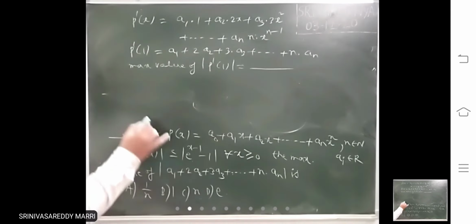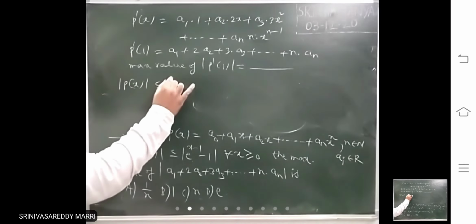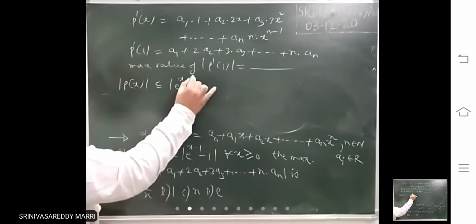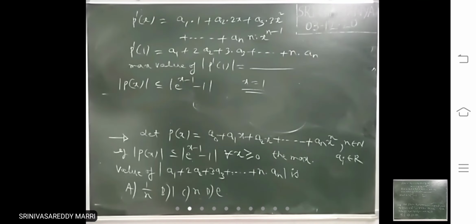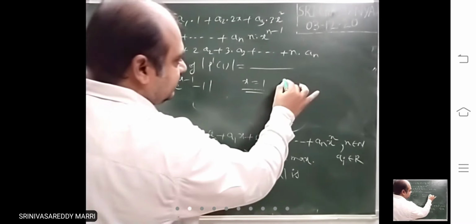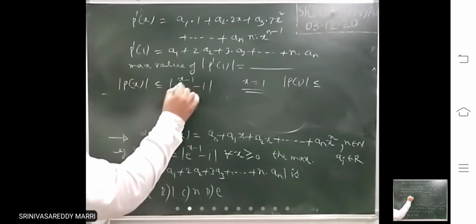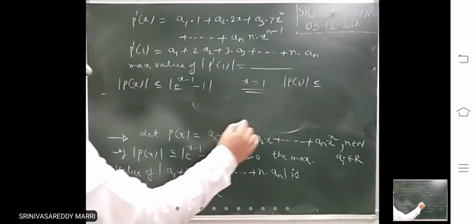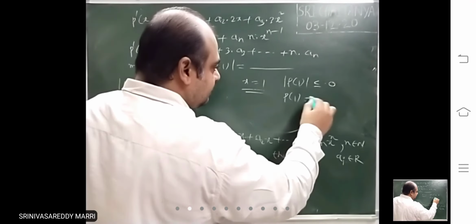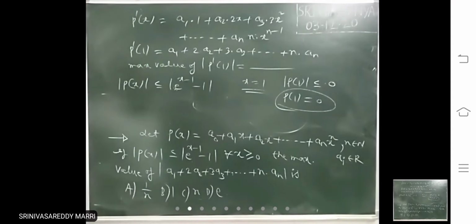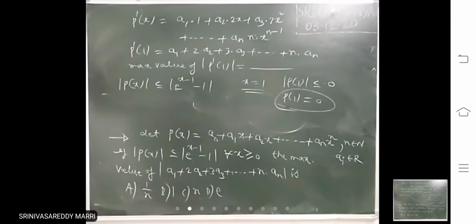Now look at this inequality. Our target is to find P'(1). I am substituting x equal to 1 on both sides. That means modulus P(1) is less than or equal to e to the power 0 minus 1, which is 0. But modulus cannot be negative. That implies P(1) is 0. From the given inequality, we can conclude that P(1) equals 0.